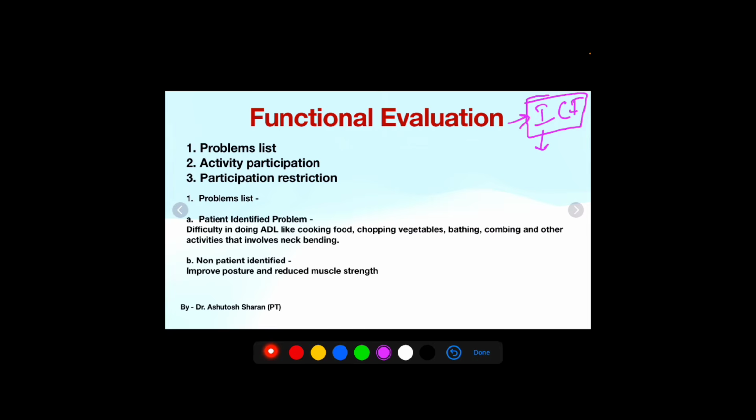So in functional evaluation, we will evaluate three things: problems list, activity participation, and participation restriction. First thing is problems list. So the patient identified problem is difficulty in doing ADL like cooking food, chopping vegetables, bathing, combing, and other activities that involve neck bending.